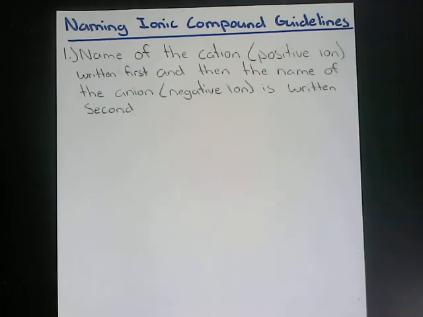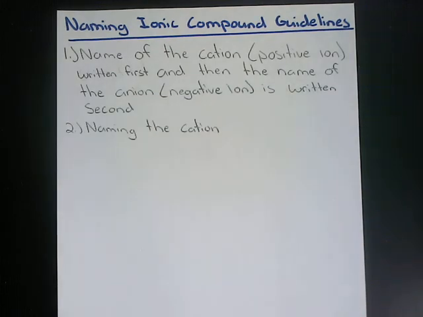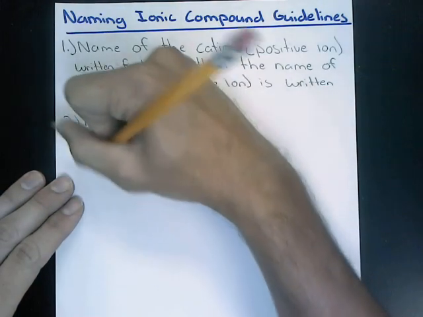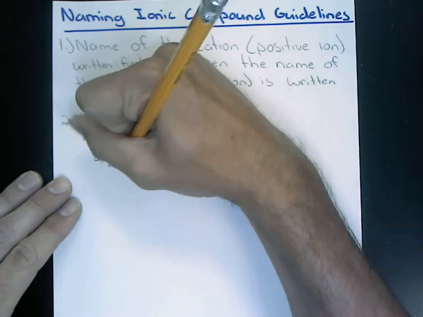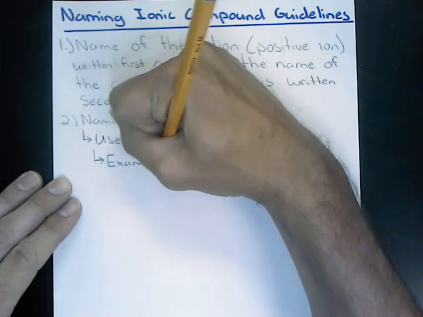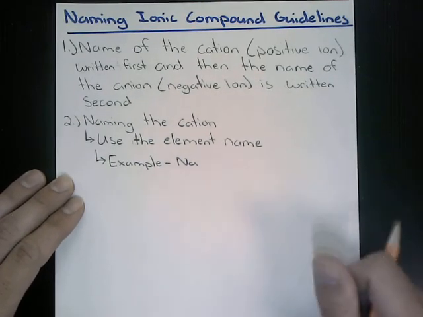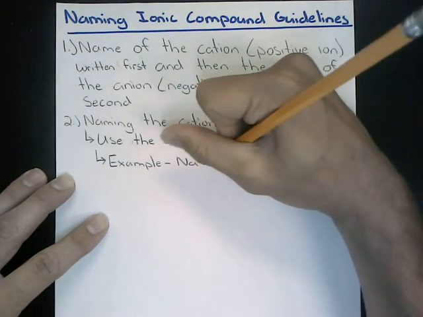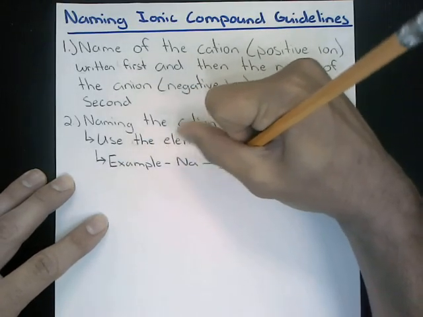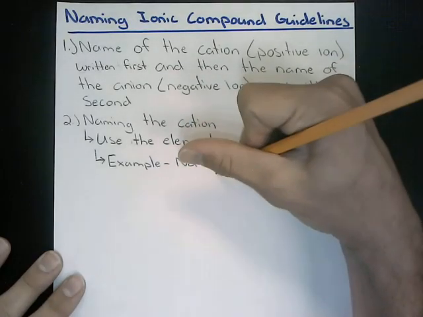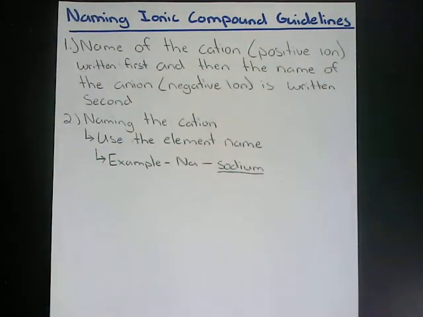Now, the second thing that we need to get to is naming the cation. So, if we are working with an element, we strictly use the element name. An example here is sodium. If we have sodium and it's written as Na in our formula, because it is an element name, we would just look up what it is on the periodic table, and we would find out that the name would be sodium. All we have to do is write that name down. That's what the cation would become.